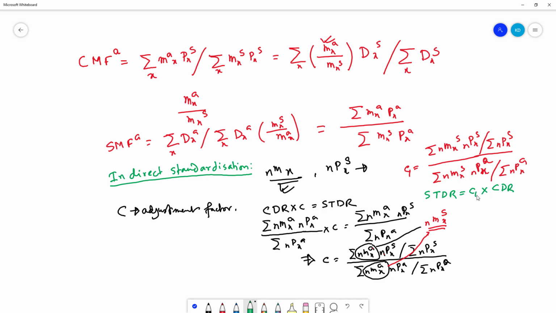That's why this is called indirect standardization, and generally the indirect method gives almost the same value of STDR as the direct method would, if the ASDRs of a given population are proportional to the SDRs of the standard population. Then the two methods are exactly equal to each other. Because if mxa is proportional to mxs for all x, then if you replace mxa by k into mxs, where k is a proportional constant, we see that C and c1 are the same, therefore we get the same value for STDR using the direct or indirect method.